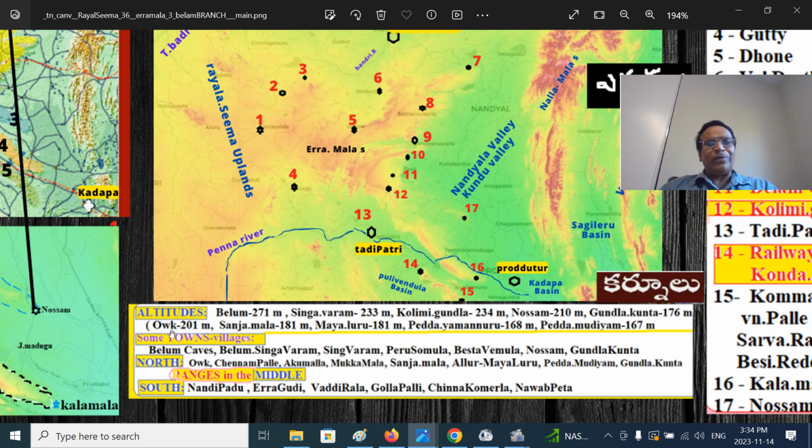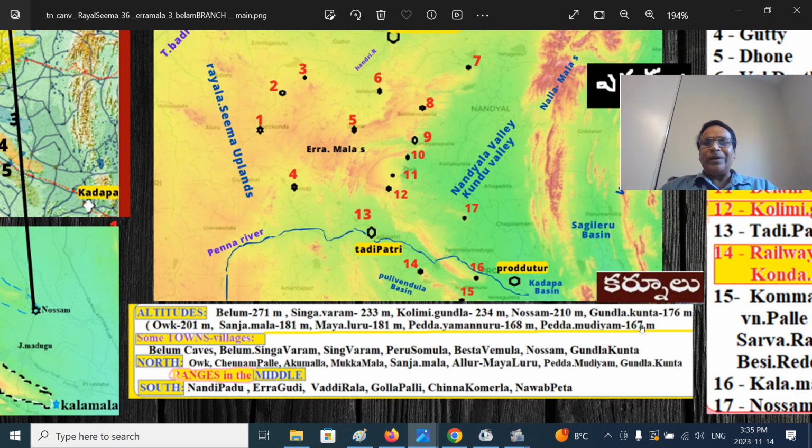Ouku town 200 meters, Sanjamala village 181, and Mayalur village, Allur Mayalur 181, and Peddayammanur. Further north means a little more elevation, south means less elevation. Produtur, overlooking the southern part of Nandyal Valley and the Penna River, may be around 130 meters above sea level or so, because the Kundu River comes like this. So it's a general idea.